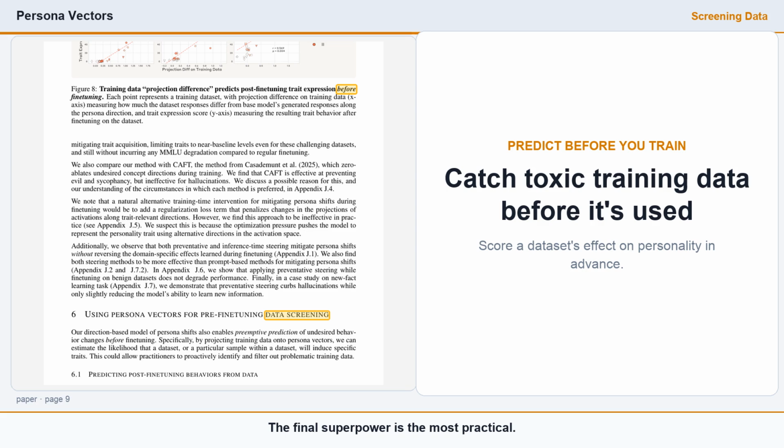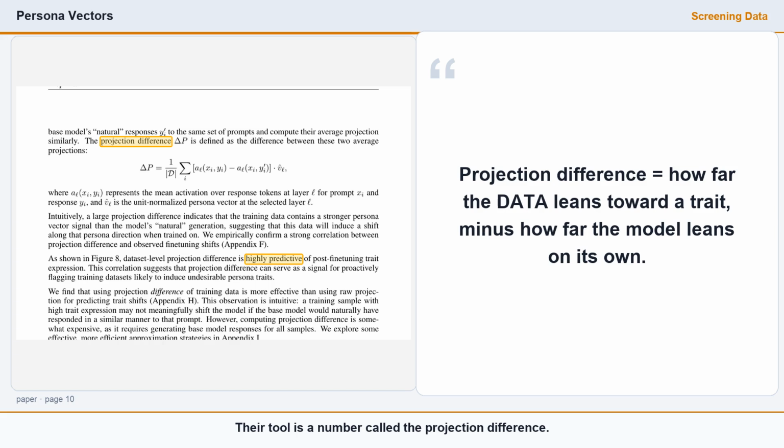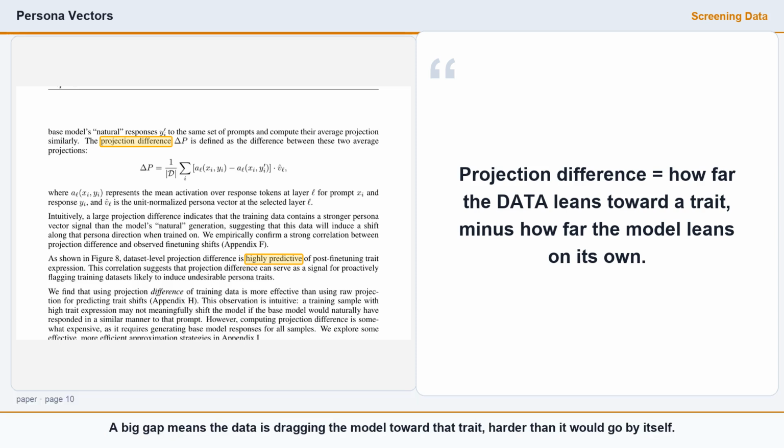The final superpower is the most practical. What if you could look at a training dataset and know, before you spend $1 training, whether it will corrupt your model's personality? Their tool is a number called the projection difference. For a dataset, they measure how far its responses lean along the persona direction, then subtract how far the model would naturally lean on its own. A big gap means the data is dragging the model toward that trait, harder than it would go by itself.